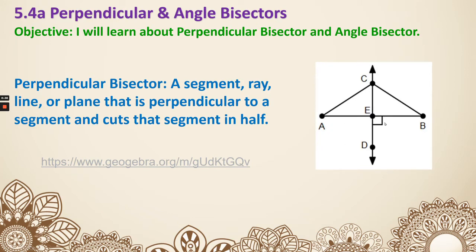Perpendicular means 90 degrees. So you can see they form this 90-degree angle right there. And it's cutting them into two parts. More specifically, it's cutting them into two equal parts. So this AE is the same as this BE. And that is a perpendicular bisector.